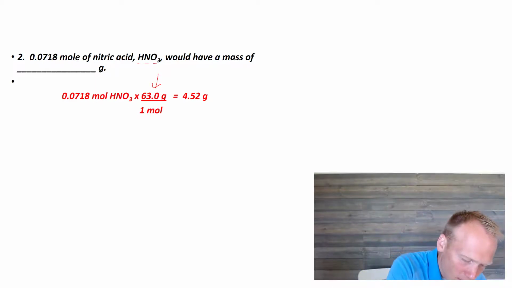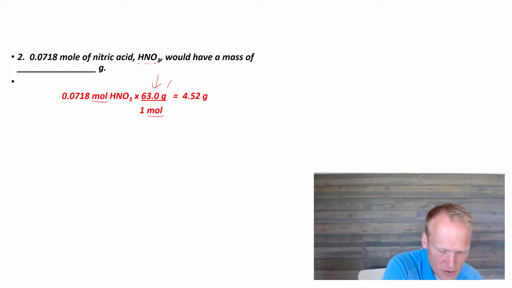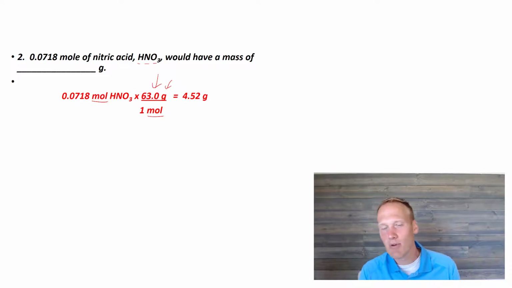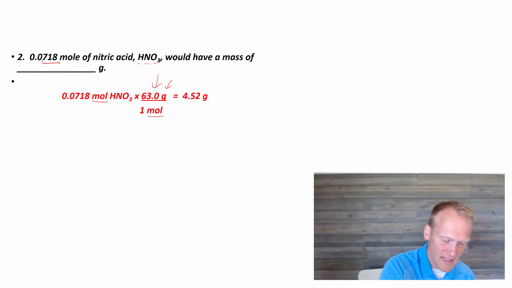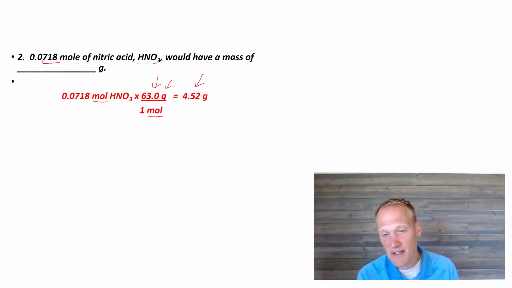The importance of labeling is crucial. If you don't label things, it's going to be really difficult to know where to put numbers and what these equalities are. Also notice we have 3 sig figs in the given and our answer has 3 sig figs.